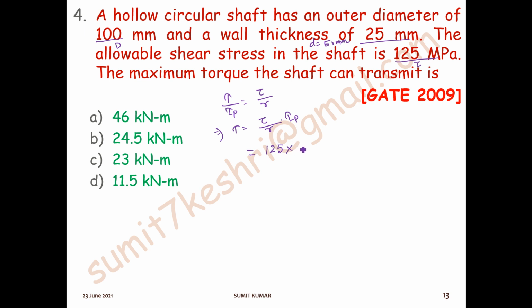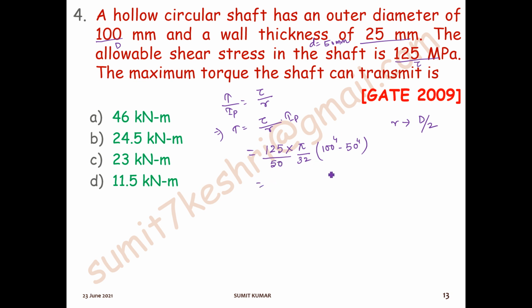And IP is how much? IP is pi by 32 into d to the power 4, that is outer diameter 100 to the power 4, minus inside diameter 50 to the power 4. So this was all about IP. Now R is the outside diameter by 2, so R will be D by 2. D is 100 mm, so 100 mm divided by 2 is 50 mm.